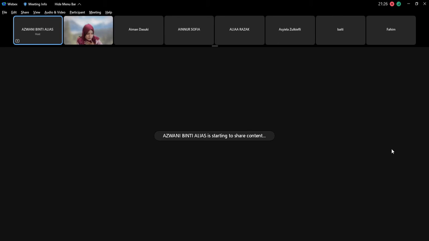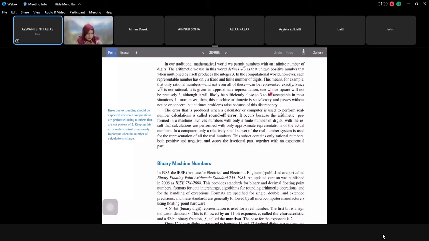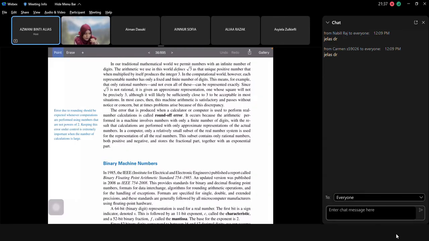Alright. This is given an approximate representation. One square will not be precisely 3. This is the main idea dia lah. Although it will likely be sufficiently close to 3 to be acceptable in most situations. In most cases, this machine arithmetic is satisfactory and passes without notice or concern, but at times problems arise because of the discrepancy. So it means that ada juga masalah yang timbul disebabkan oleh ini lah.